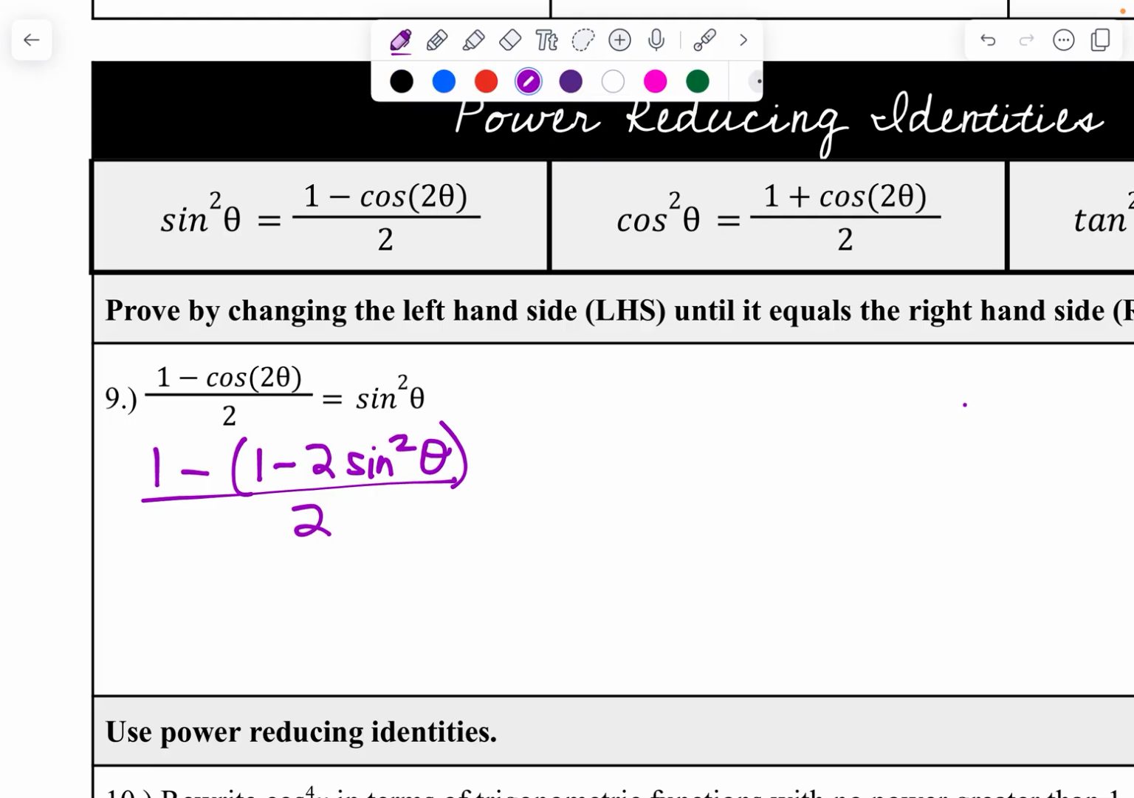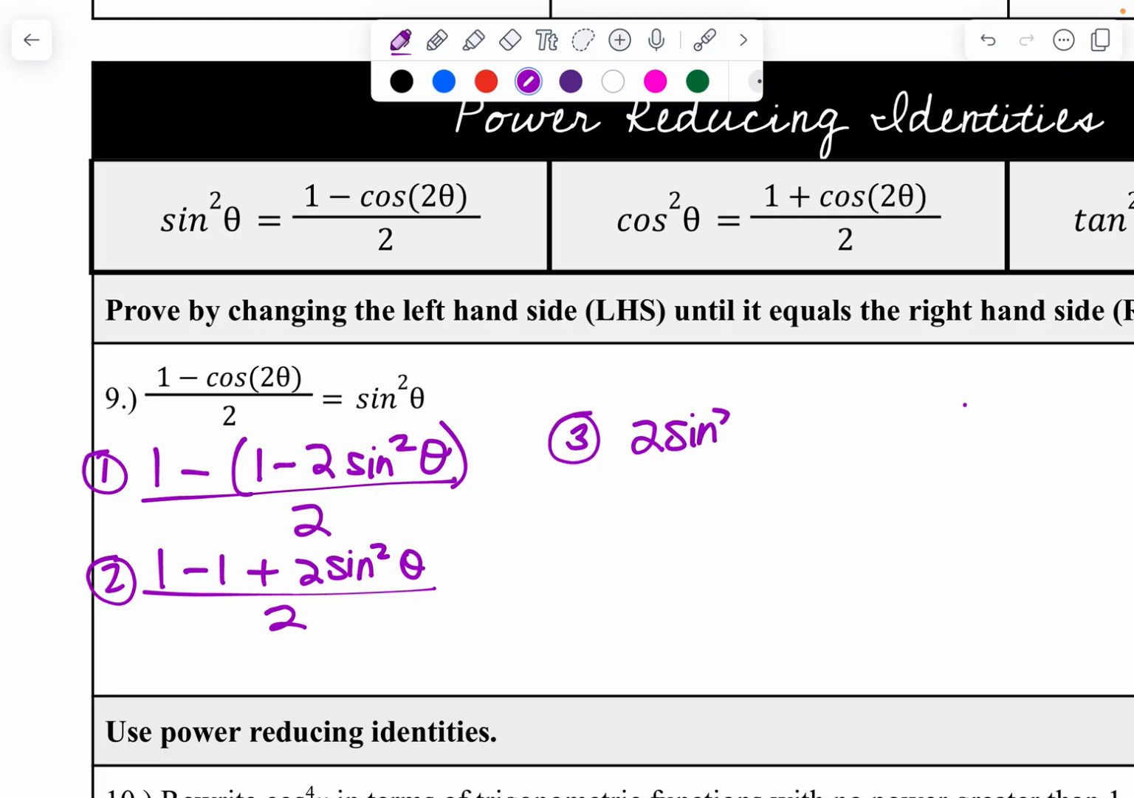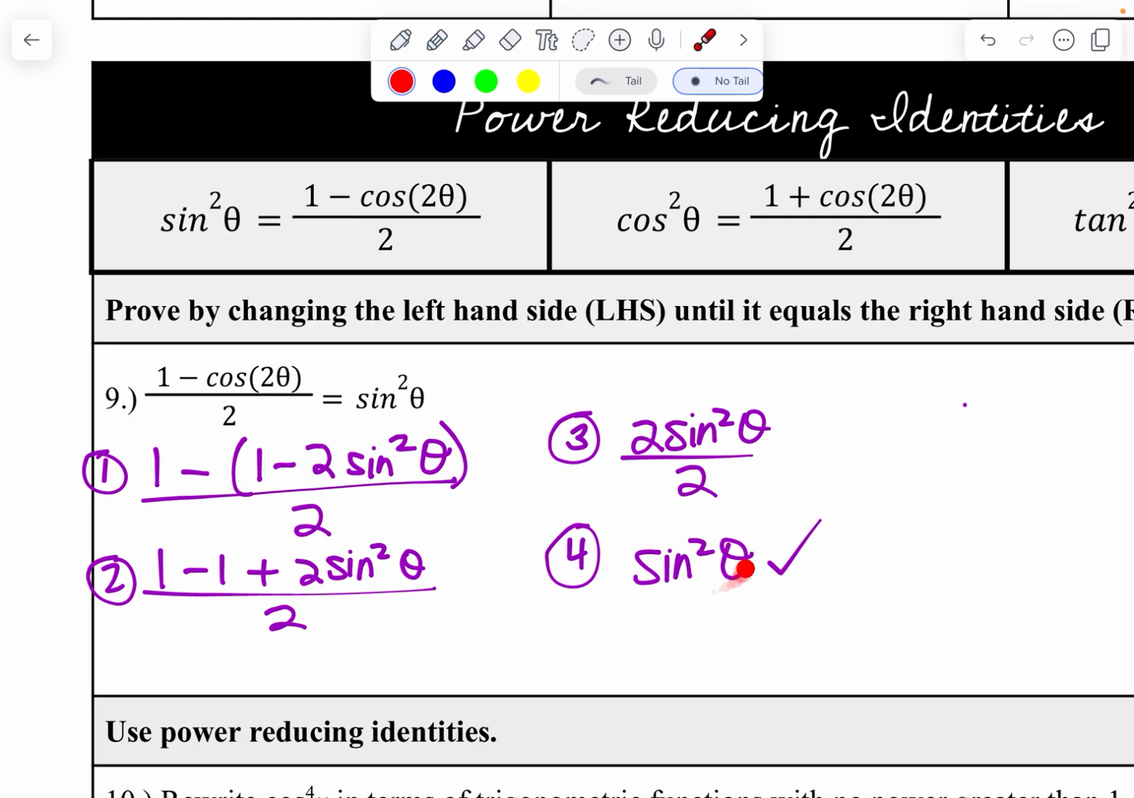And so if we simplify, 1 minus 1 plus 2 sine squared theta divided by 2, so we have 2 sine squared theta divided by 2, and we will get sine squared theta. So that's why this is always true. Sine squared theta will always equal 1 minus the cosine of 2 theta divided by 2.